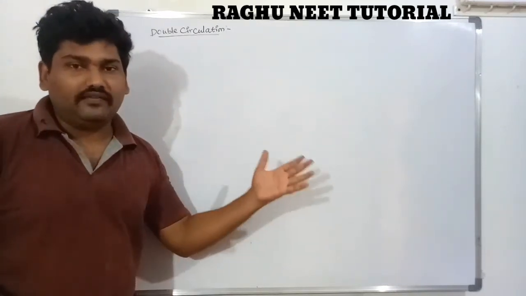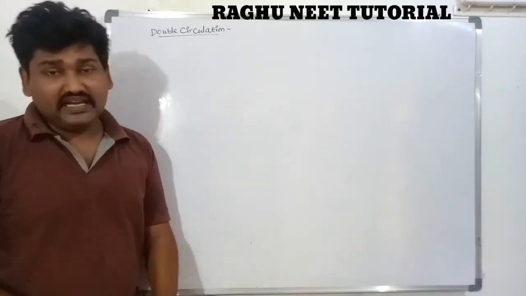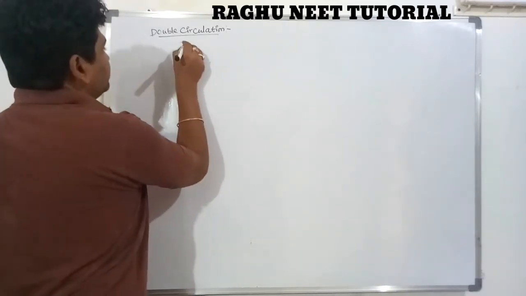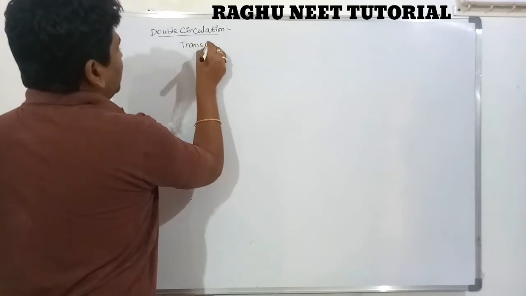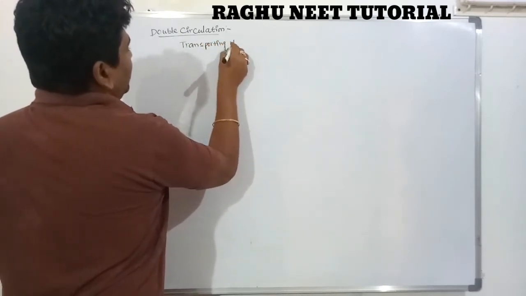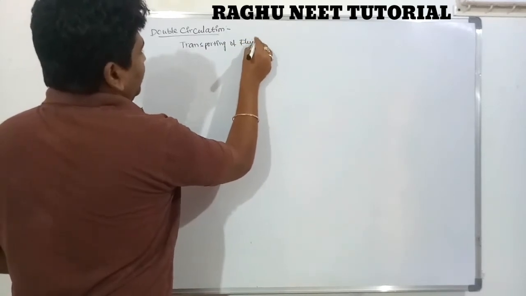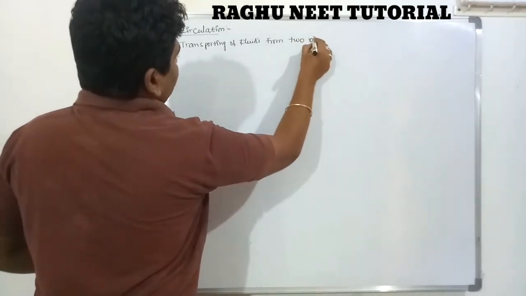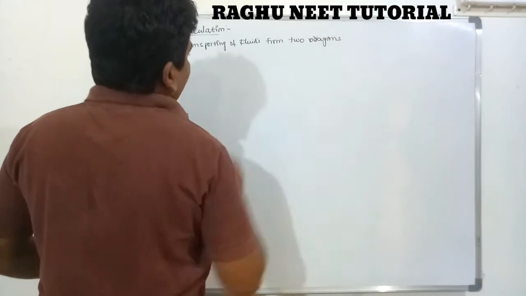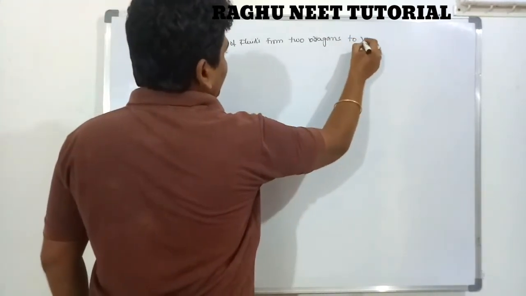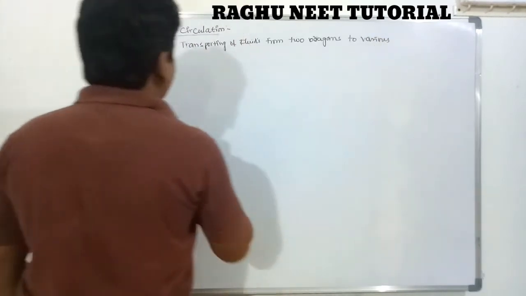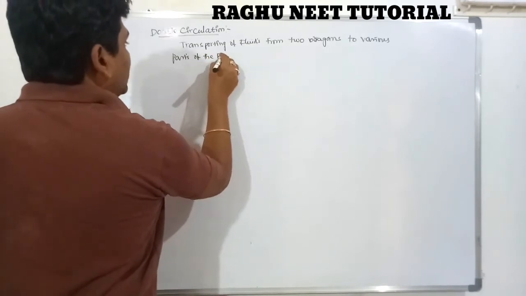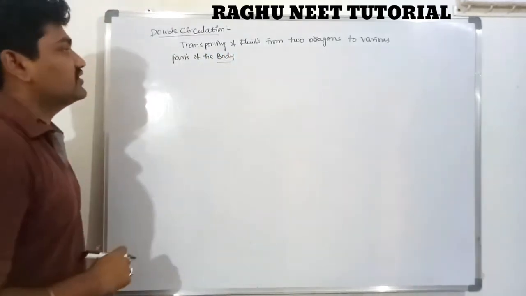Some of the individuals lack the double circulation. Some of the individuals show only single circulation. So the double circulation is nothing but transporting of the fluids from two organs to various parts of the body. So we are discussing in detail the double circulation.